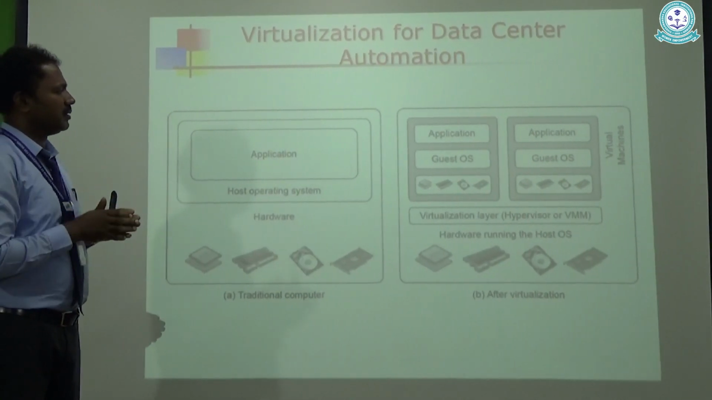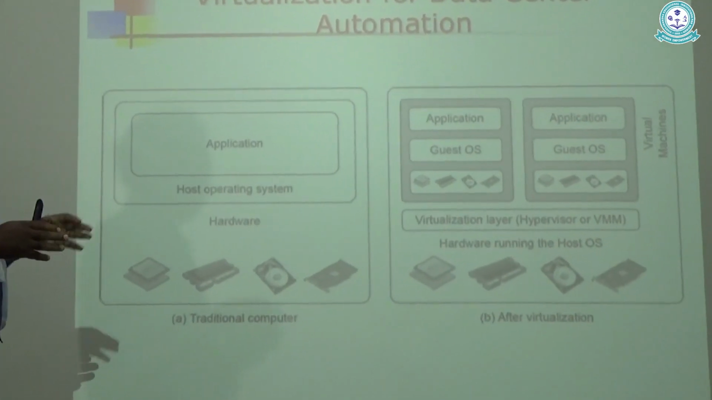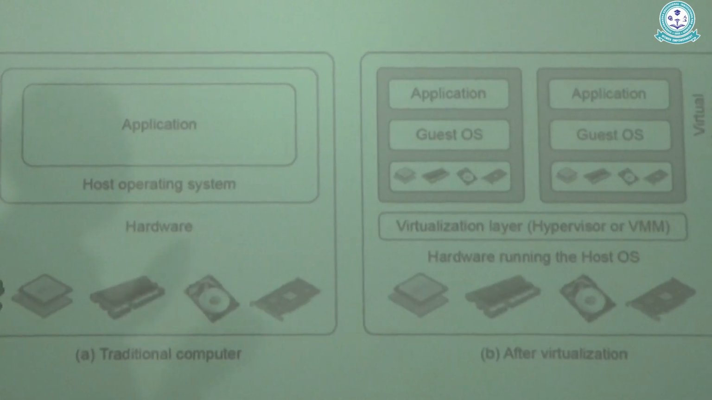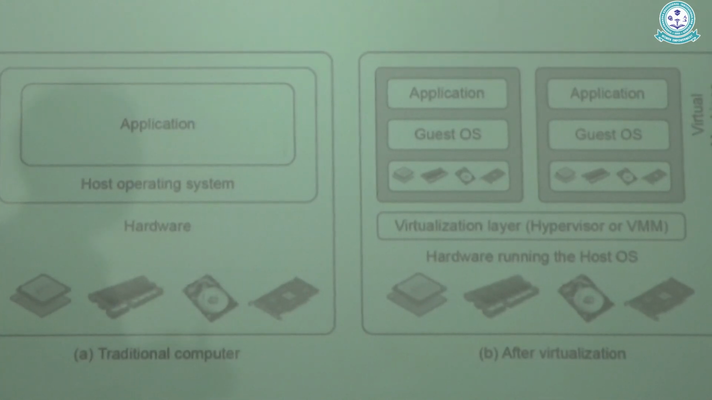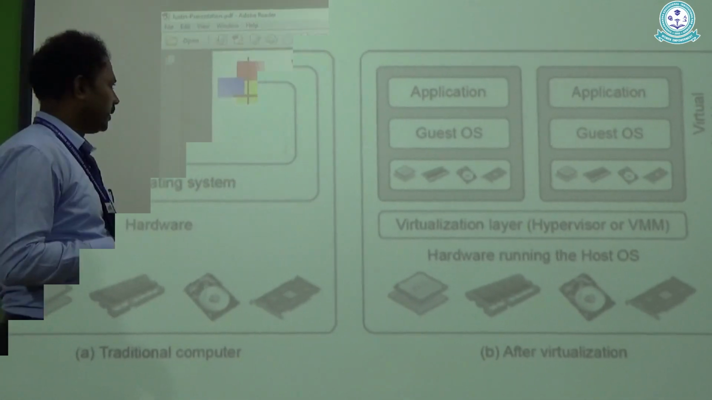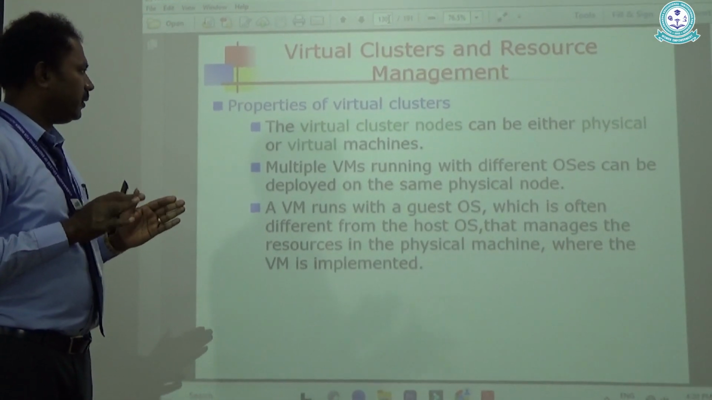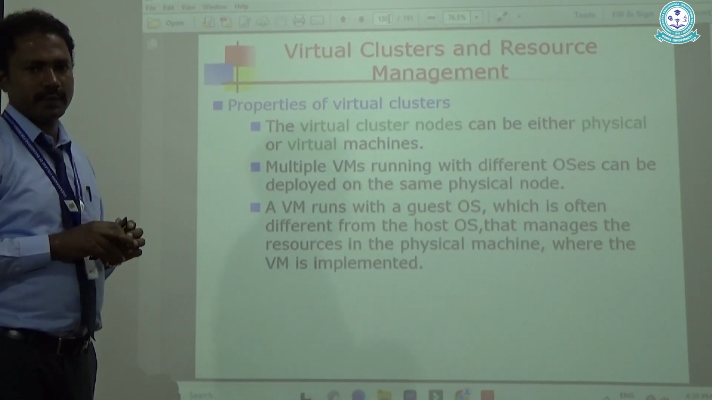The virtual machine consists of guest OS, whereas the physical machine consists of the host OS. The typical OS which is running on the physical machine is referred to as host OS, whereas the operating system which is running on the virtual machine is referred to as guest OS. So this is what gives the virtual clusters. So the virtual cluster nodes can be either physical machines or virtual machines.